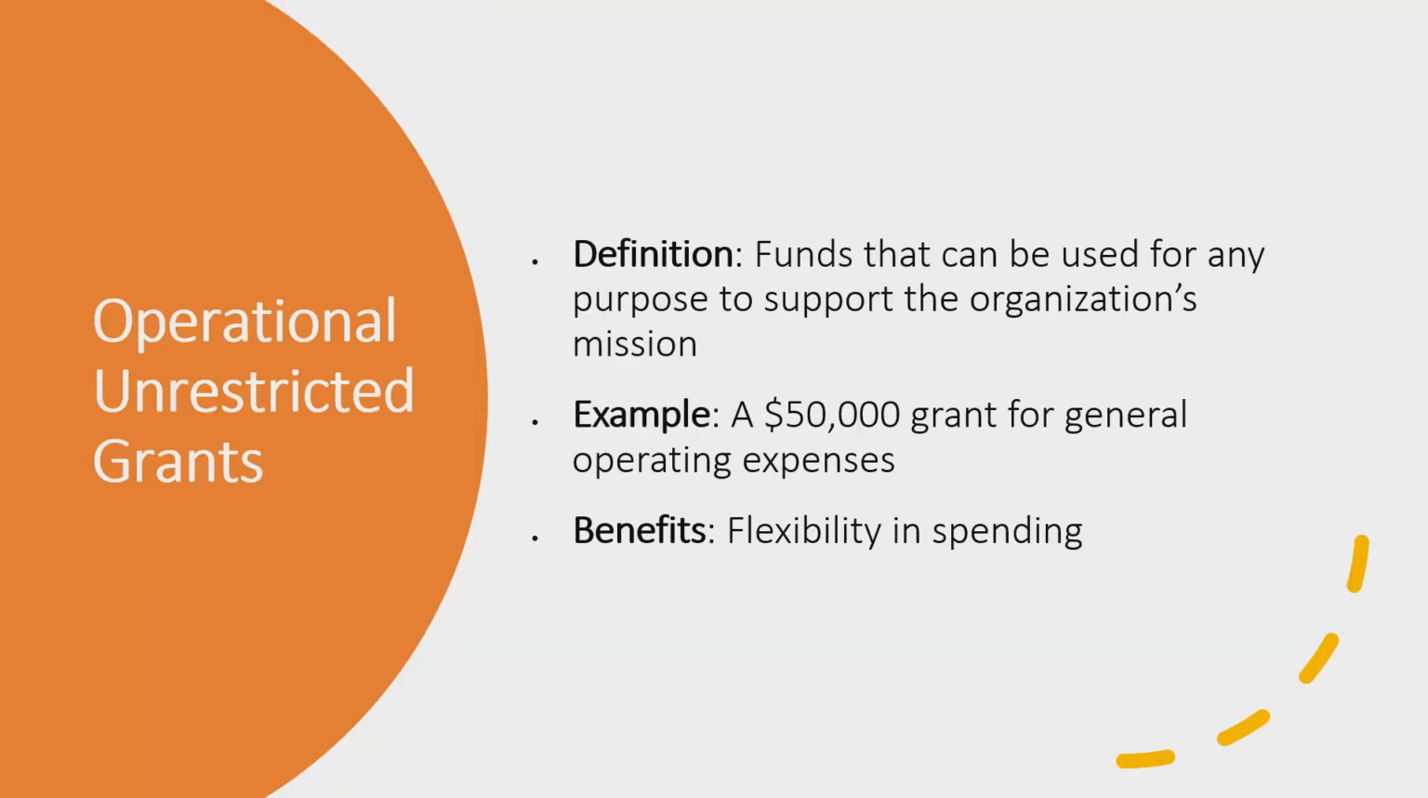Operational or unrestricted grants are funds that nonprofits can use for any purpose in support of their mission. For example, a $50,000 grant for general operating expenses might cover salaries, rent, or administrative costs. The biggest benefit is flexibility. These grants empower organizations to respond to immediate needs, invest in infrastructure, and sustain core functions without being tied to a specific program or deliverable.